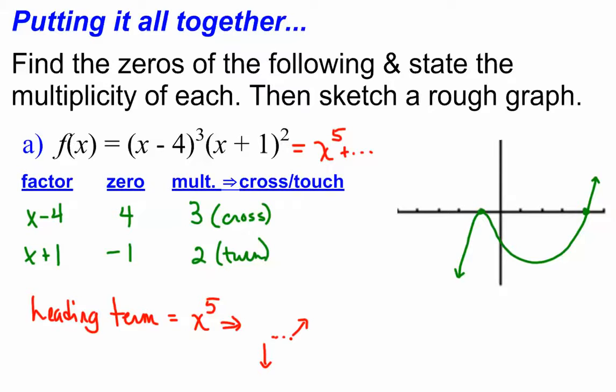In this segment, we want to put it all together. We want to do some sketching of polynomials based on our leading term tests and what we know about zeros and multiplicities. Okay, so this first example, I've got a polynomial function that's in factored form for me, x minus 4 to the third, x plus 1 squared.